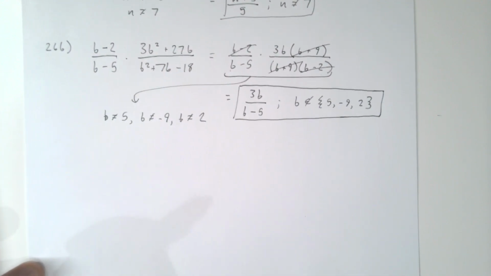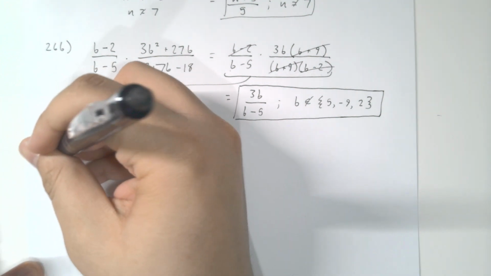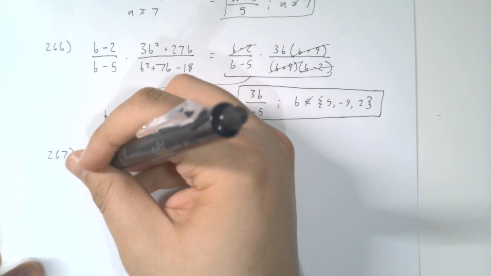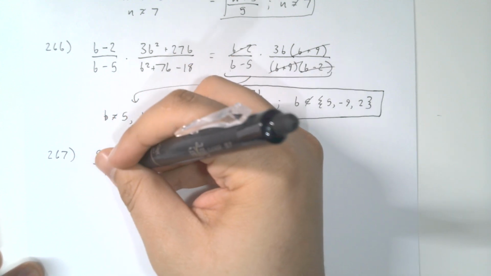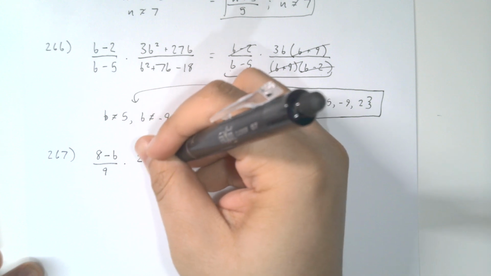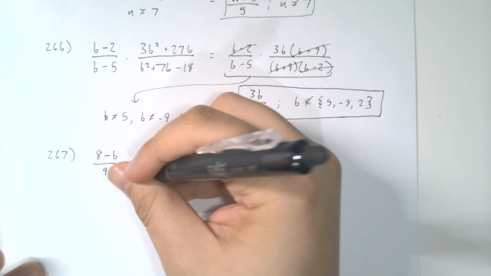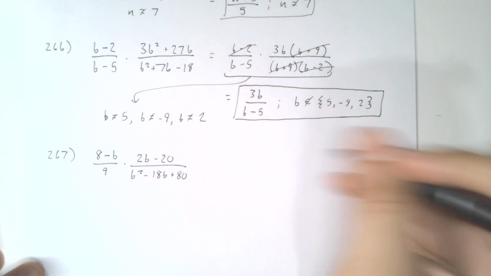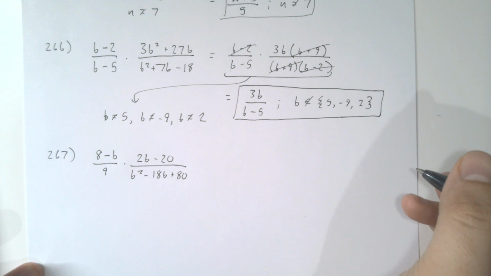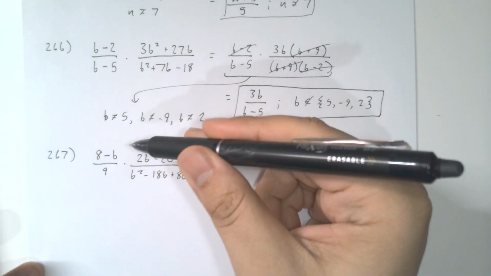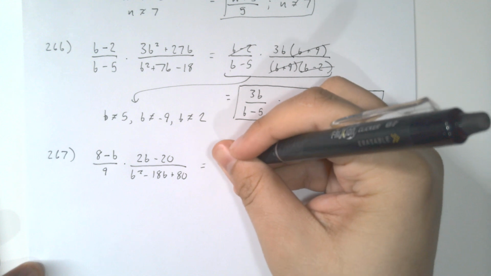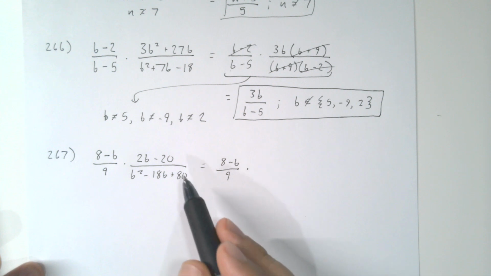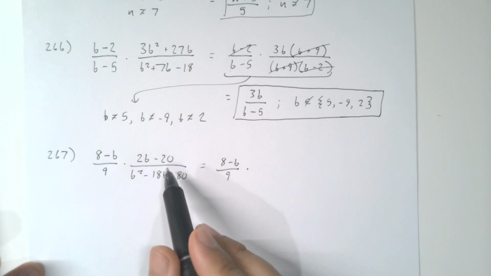What about number 267? We have 8 minus b divided by 9 times 2b minus 20 divided by b squared minus 18b plus 80. Okay, well, can't do anything with 8 minus b or 9, so we have 8 minus b over 9. And now let's check with 2b minus 20.